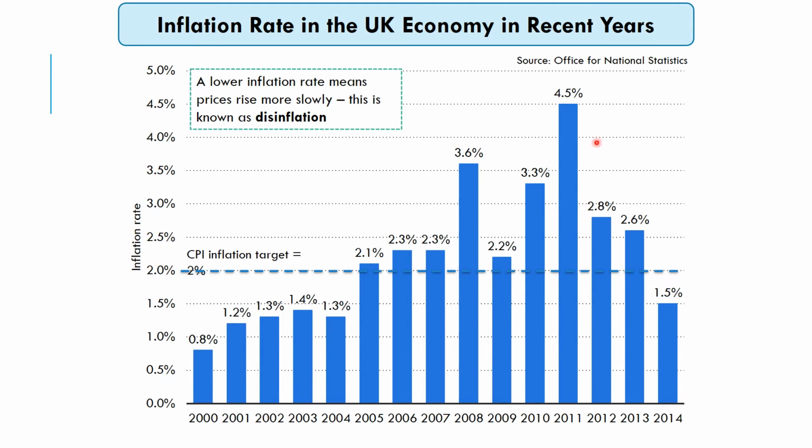Here is the rate of change between years. Again, 2005 to 2006, you can see our 2.3%. Remember, a lower inflation rate means prices rise more slowly. This is disinflation. You can see this happening throughout this period. Prices are always getting higher, but the rate at which they're getting higher is decreasing. The government aimed to keep the rate of inflation at 2%.